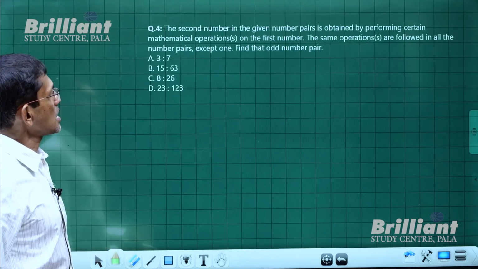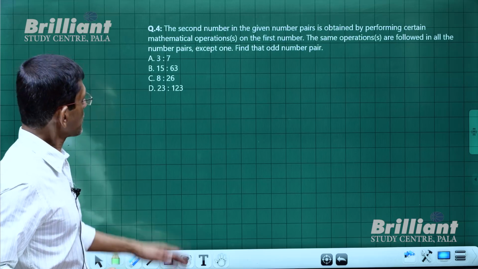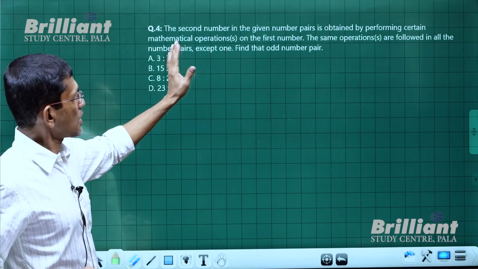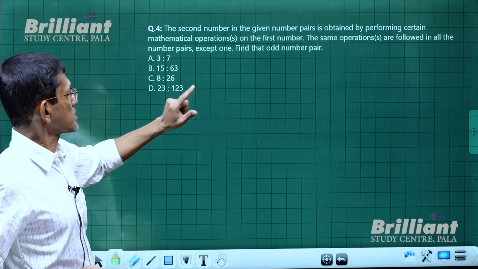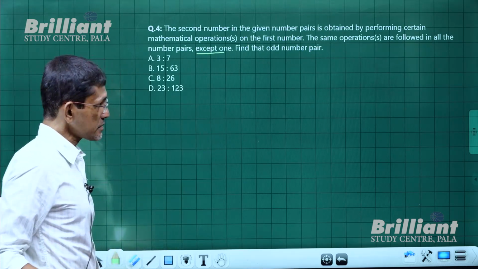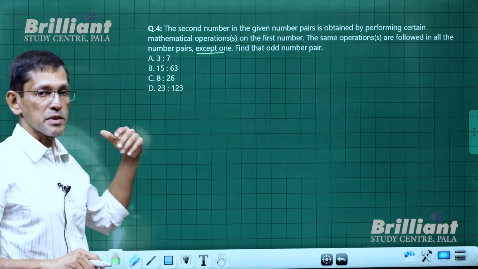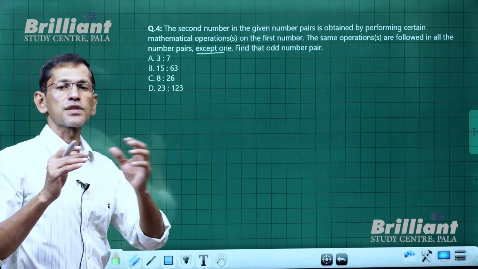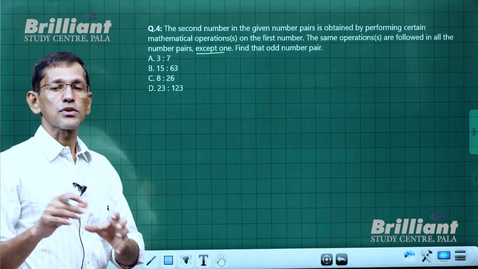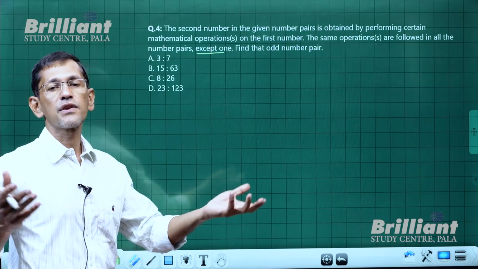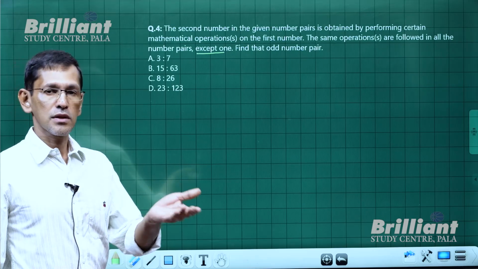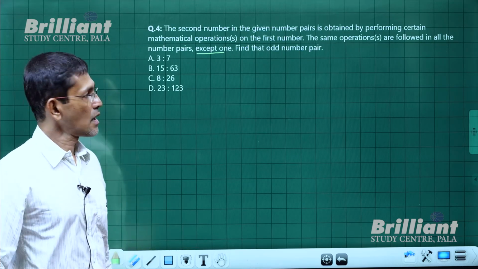Now here, the second number in the given pairs is obtained by performing certain mathematical operations on the first number. The same operations are followed in all the number pairs except one. So we need to find the one which is different from the group. Find that odd number pair. Odd one out means we are not really picking the odd number, but the one which is different from the group. Probably you must have noticed that we have done so many questions similar to this in the previous discussions. All right, look at it.